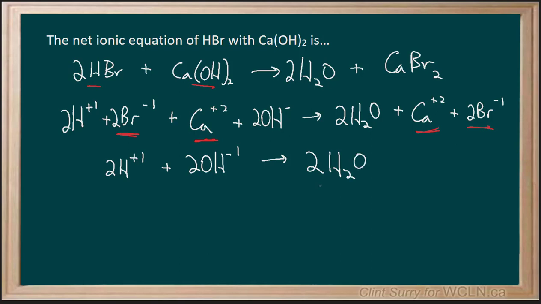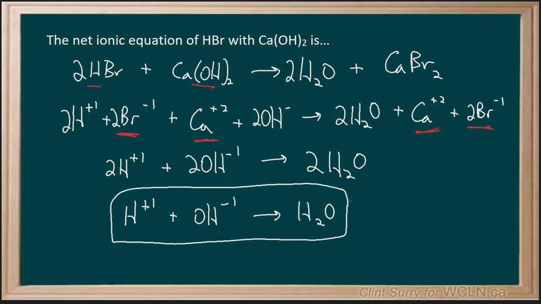This is our net ionic equation, but it can be simplified by removing a common factor out of each of the coefficients, and that leaves us with H plus 1 plus OH minus 1, giving us H2O. And that would be your net ionic equation.